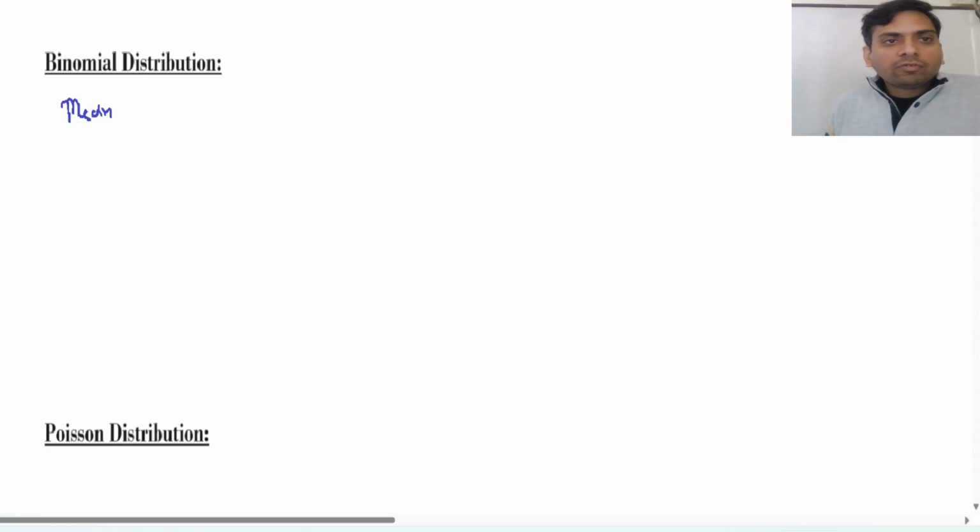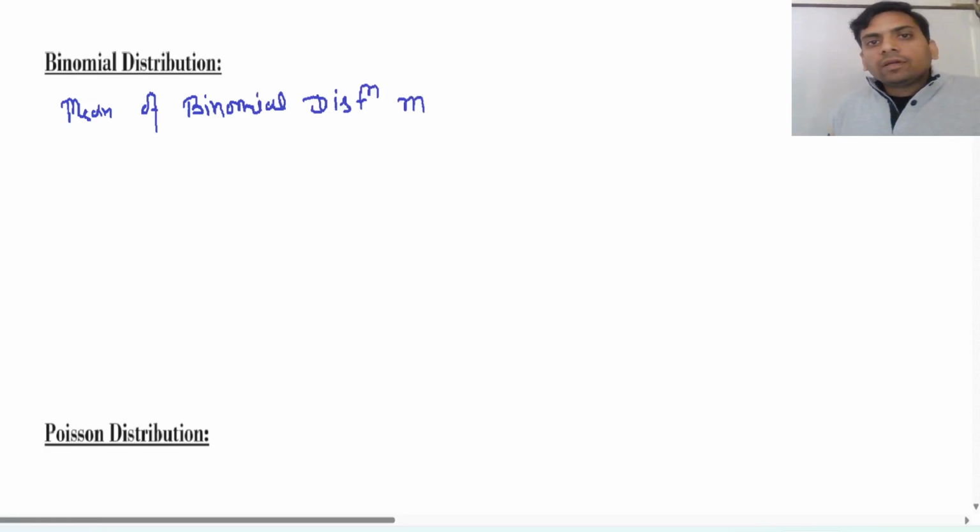Mean of binomial distribution is denoted by m, and m is equal to n into p. Number of observations multiplied by probability of success. This is the mean of binomial distribution.